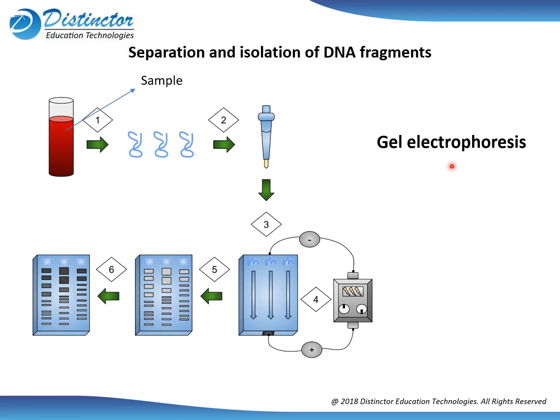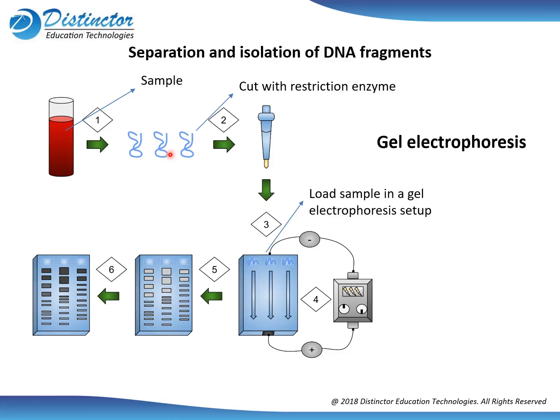Let us take this setup. The first thing is a sample. This is a blood sample or a cell sample. From this we isolate the DNA, and once the DNA has been isolated, we cut it with the restriction enzyme. Once it is cut into different fragments, we load it into the electrophoresis setup. In this setup, the fragments are going to be separated.